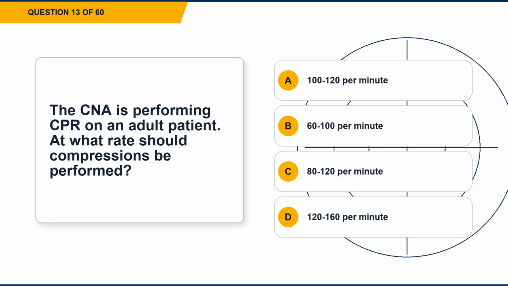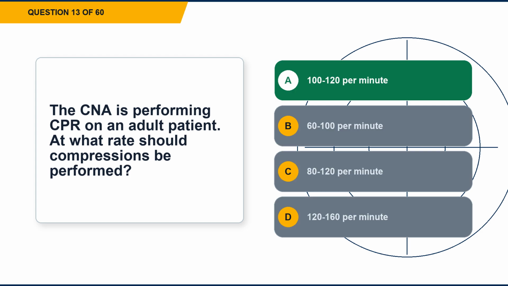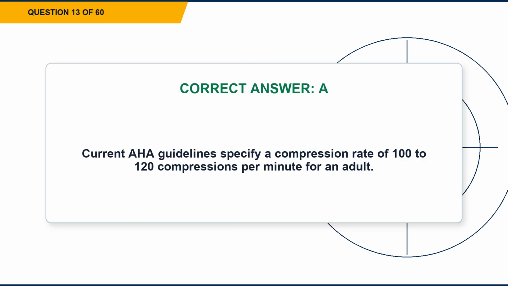Question 13. The CNA is performing CPR on an adult patient. At what rate should compressions be performed? Option A, 100-120 per minute. Option B, 60-100 per minute. Option C, 80-120 per minute. Option D, 120-160 per minute. The correct answer is option A, 100-120 per minute. Explanation. Current AHA guidelines specify a compression rate of 100 to 120 compressions per minute for an adult.